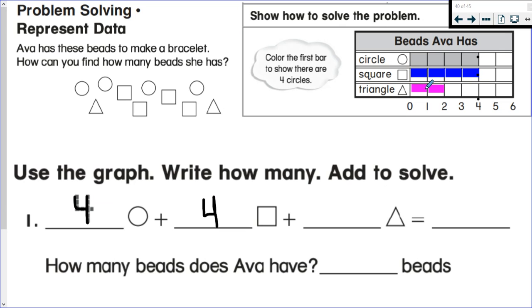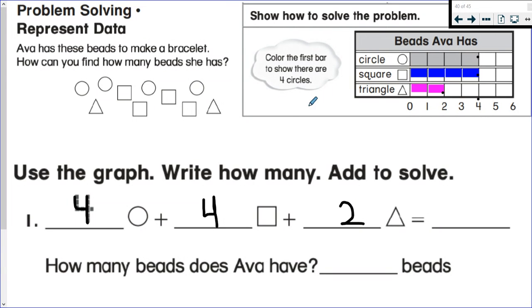And then how many triangles? We see that it's 2. So now we're doing 4 plus 4 plus 2. You can pause the video and solve this for yourself. I see doubles plus another number. So if you know your doubles, then you can solve 4 plus 4 and then add 2. Go ahead and pause, solve that for yourself. Press play when you're ready to check your work.